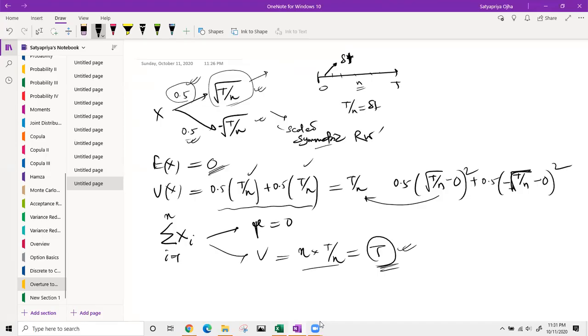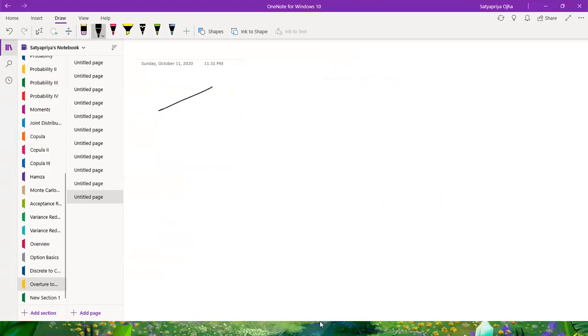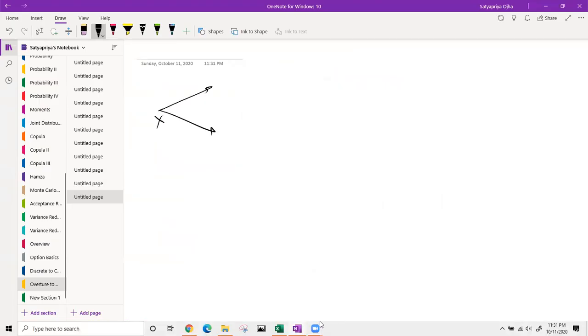To make it look more neat, we can have this: 0.5. Delta t is t by n, right? I'm just dividing the entire time interval by n steps. They're not small steps, it's going to be large, but the time period applicable to each step is now delta t. So this is the square root of t by n. So I've used this, this is neat. This is called a scaled symmetric random walk.